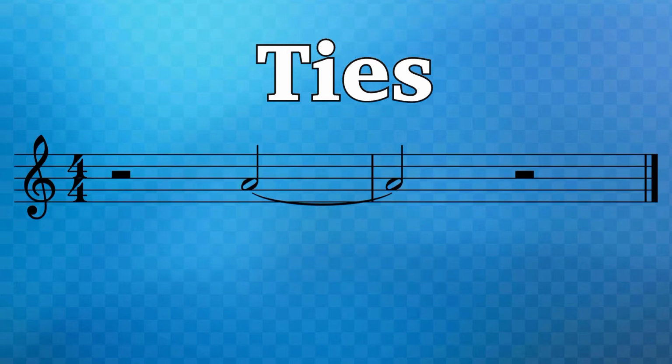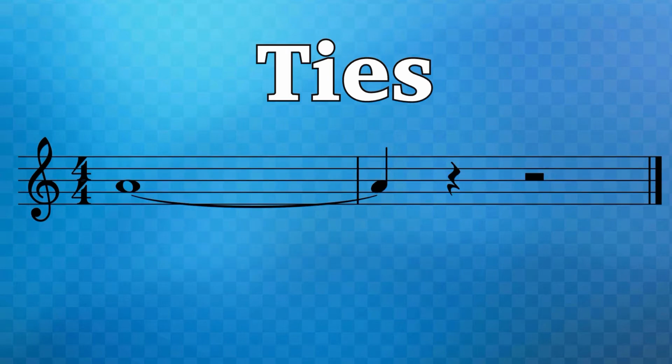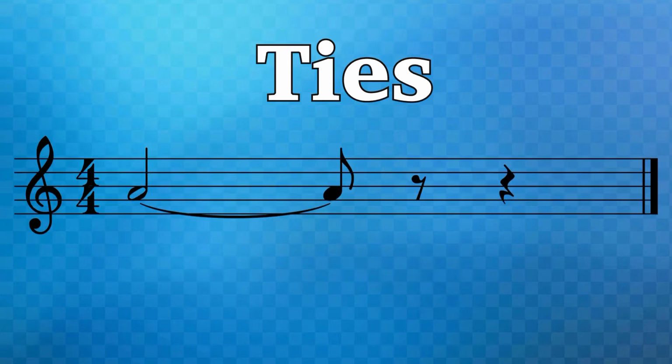Let's try a few. Here we have a half note tied to another half note. Since each half note is 2 beats, we have a total of 4 beats. Here we have a whole note and a quarter note. Since the whole note is 4 beats and a quarter note is 1 beat, the note's duration is a total of 5 beats. Ties can also be used inside a measure, as seen here.